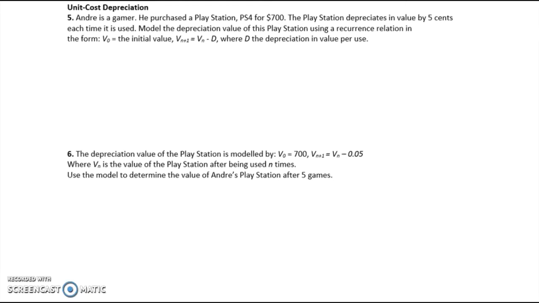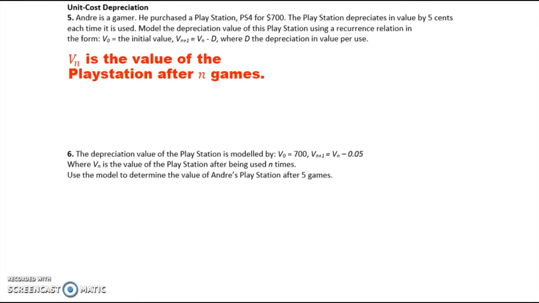Okay, as you can see, it's exactly the same as before, except the common difference is the depreciation in value per use. Okay, so the first thing we're looking at is V_n is the value of the PlayStation after n number of games. Now, the common difference is now going to be 5 cents. Now, what you have to do is convert it into dollars. Okay, make sure the units are consistent. 5 cents in dollars is 0.05. Okay, now we've got our common difference straight away.